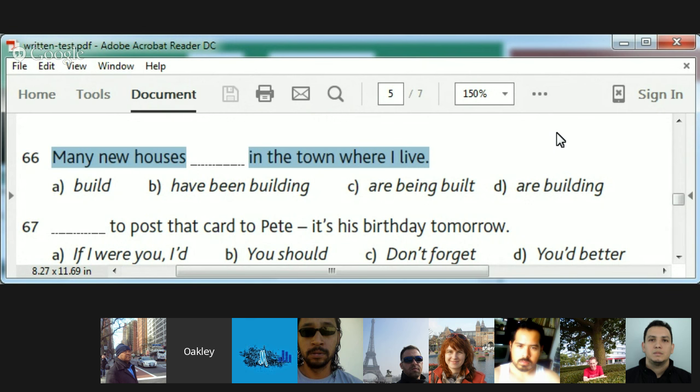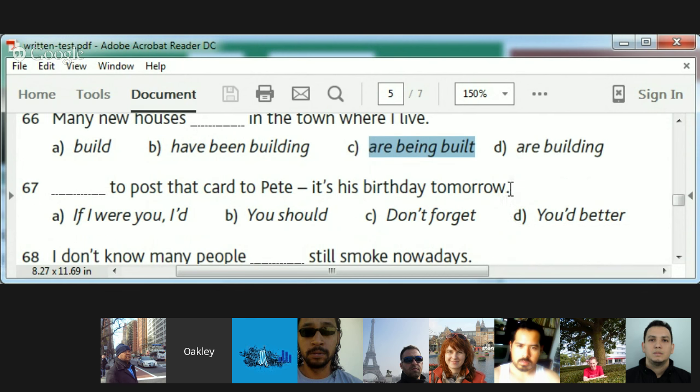Many new houses are being built in the town where I live. Very good. Okay, currently, now, using the general idea of now to use the present continuous. Yep, that's it. Very good. Moving on, Mustafa, 67.